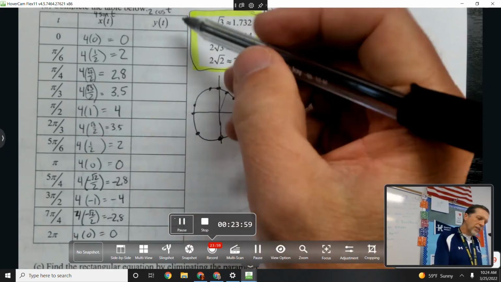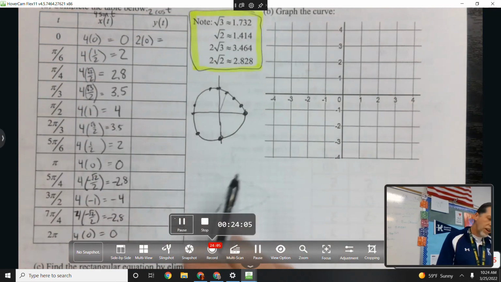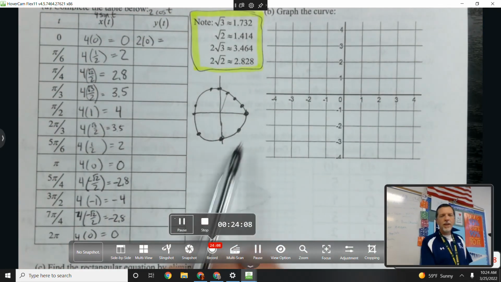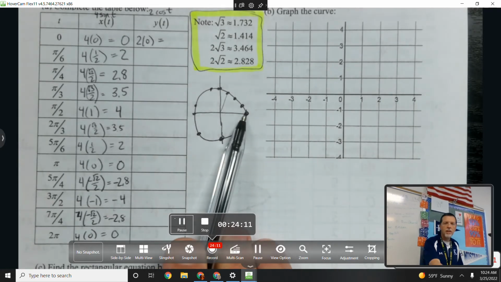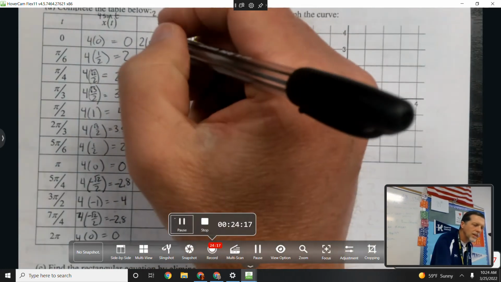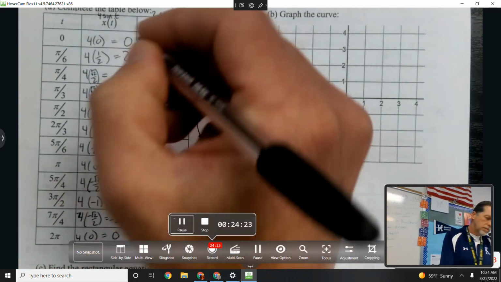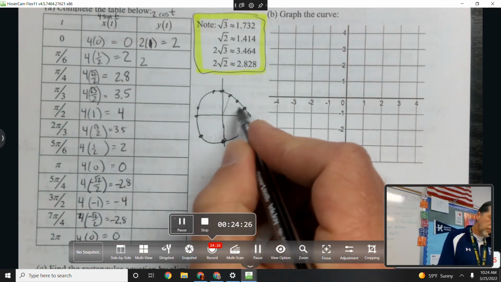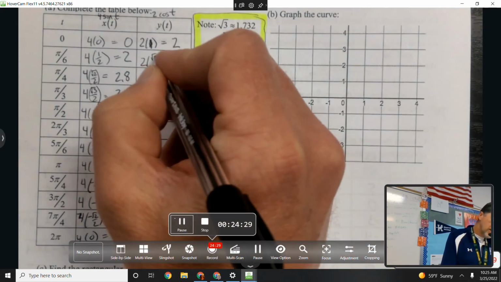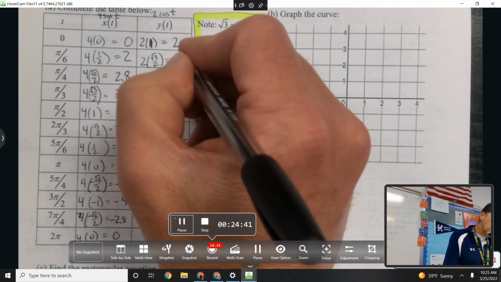All right, now let's go back and do the y's. That's 2 cosine. So 2 cosine of 0. I've already got my angles there. I just need to make sure I look at the right one. What's the cosine of 0? 1. So 2 times 1 is 2. The cosine of pi over 6. Root 3 over 2. The 2's cancel. I'm left with root 3, which is conveniently right there in the box as 1.7.